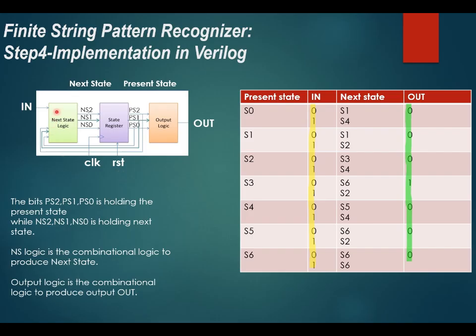For a Moore finite state machine, the next state logic depends on the input and the present state, and the output logic depends on the present state only, because this is a Moore machine. And then the middle one is the state register of flip-flops that holds the present state.